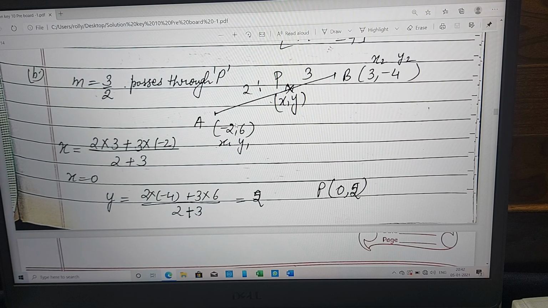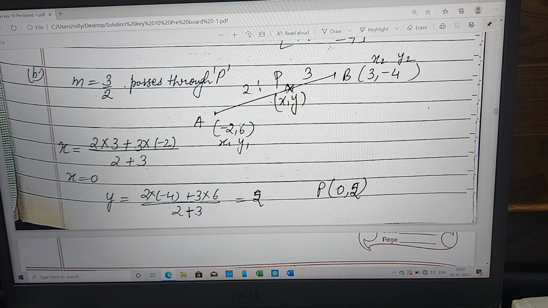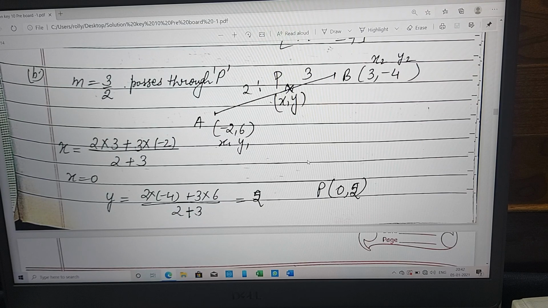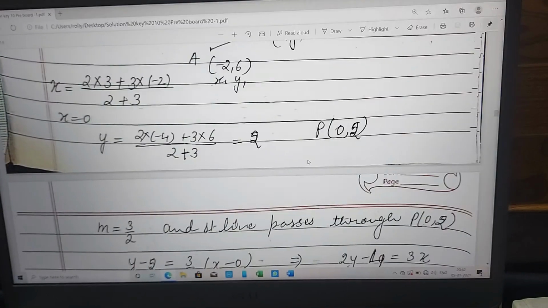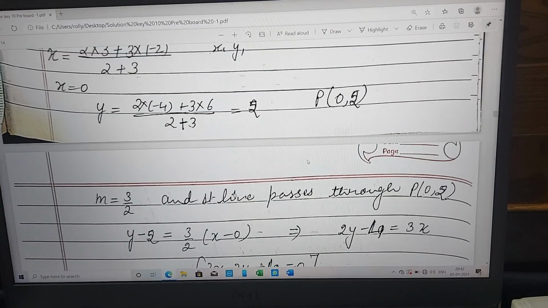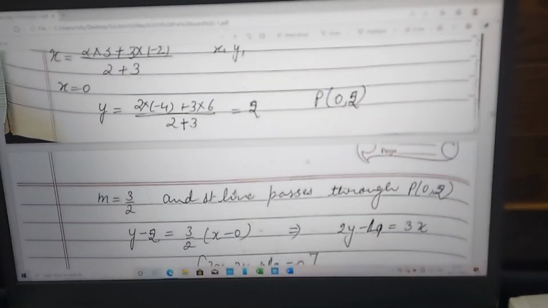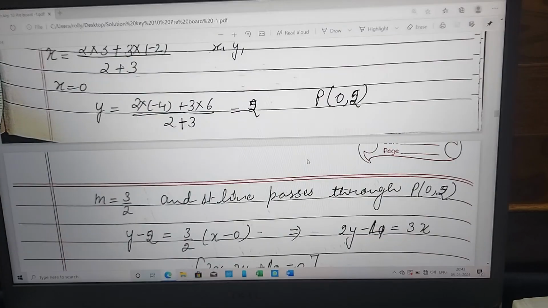And then for y, y will be equal to 2 into -4 plus 3 into 6, divided by 2 plus 3. Clear? So the coordinate of P, a section formula question, will be 0, 2. And the ratio was 2:3, and here now the slope is given.